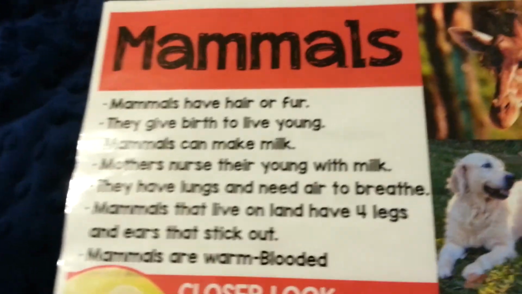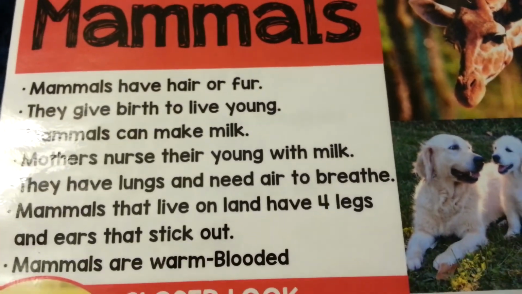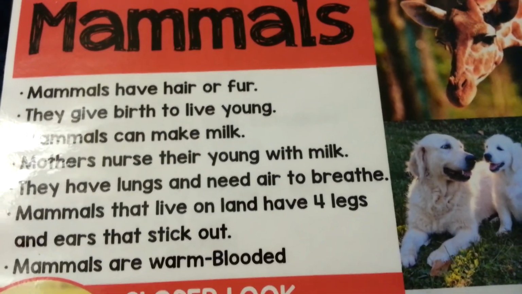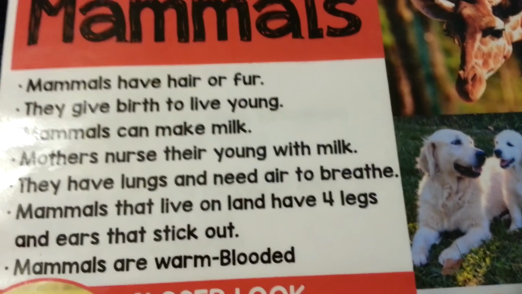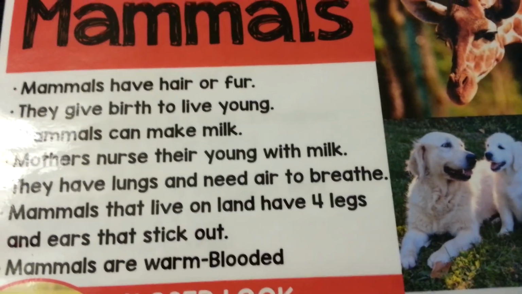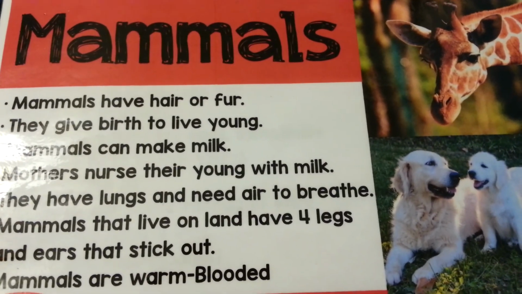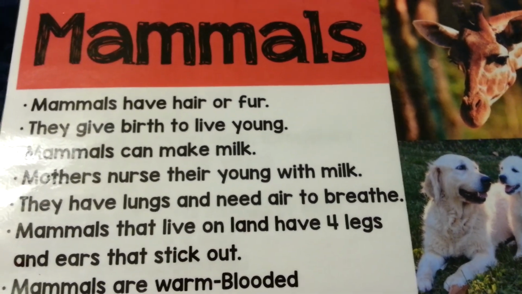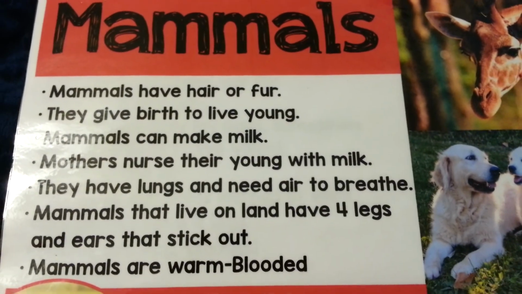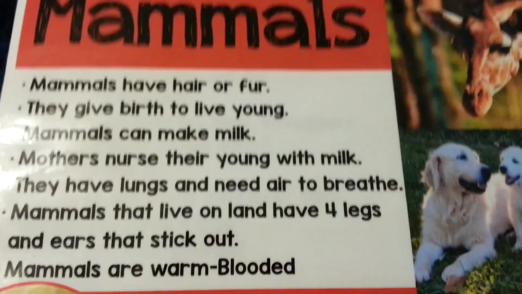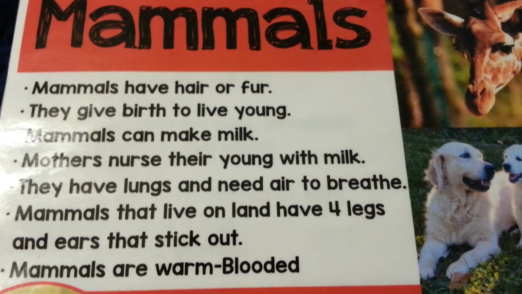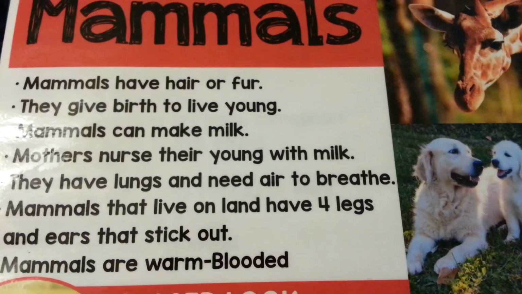Mammals, that's us. Mammals have hair or fur. Now, we don't have fur, but people definitely have hair. They give birth to live young. They are the only type of animal that does not lay eggs. Mammals can make milk for their babies. Again, no other type of animal does that. Mothers nurse their young with milk.